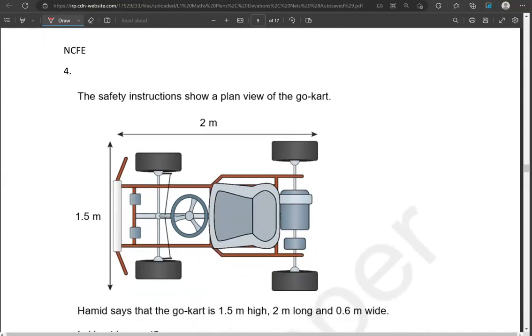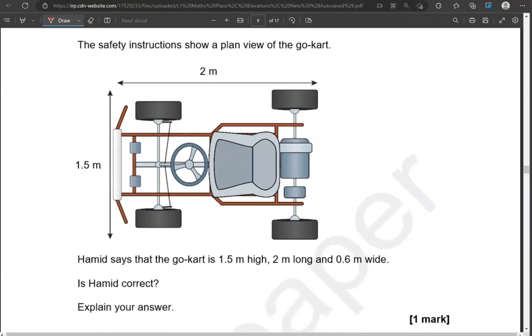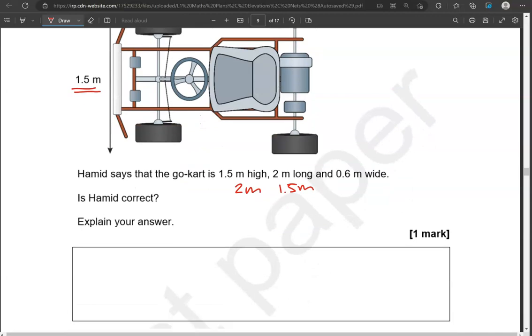The safety instructions show a plan view of the go-kart. Hamid says that the go-kart is 1.5 meters high, 2 meters long and 0.6 meters wide. Is Hamid correct? Explain your answer. Well, we can see the length is 2 meters, not 1.5. And the width is 1.5 meters. So we're going to say no.